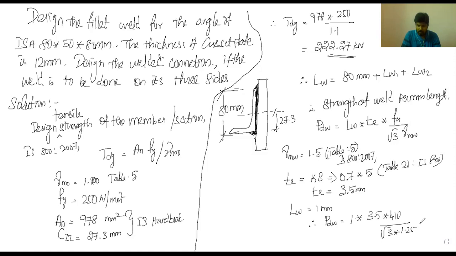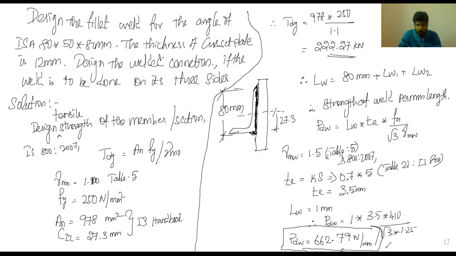So 3.5 into 410 divided by root 3 into 1.25. So 662. So P_dw is equal to 662.79 Newton per mm. So this is the strength of weld per mm length.